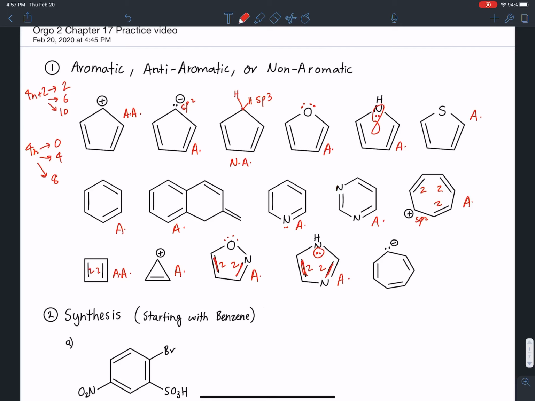The last one we have here, this is sp3. Right now I have 2, 2, 2, 6. If I put these in the p orbital, I would get 8. 8 would mean anti-aromatic, so it's not going to put them in sp2. It's going to stay as sp3, making it not planar, so it's non-aromatic.